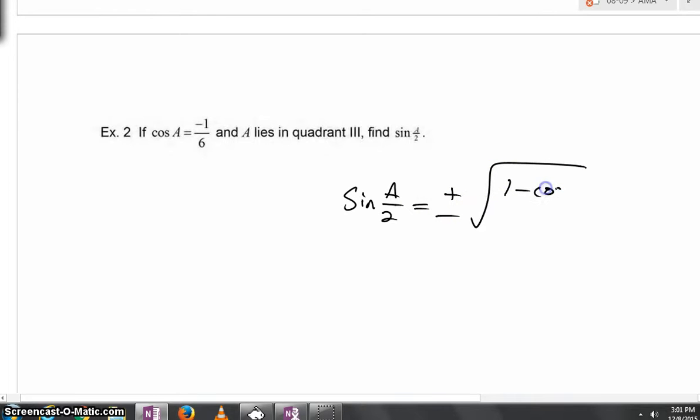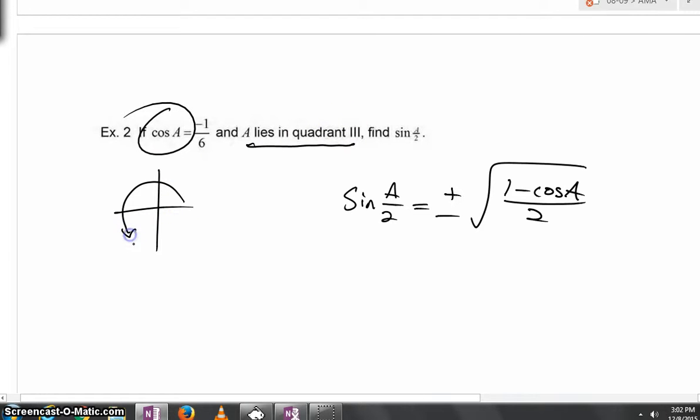And what's really nice right now is kids quickly are going to say, hey, I know what the cosine of a is. I'm just going to plug negative 1/6 inside that radical. And yes, we're going to do that. But there's a much bigger question at hand. Whether we take the positive of that radical or the negative. And they are telling you that angle A is in the third quadrant.